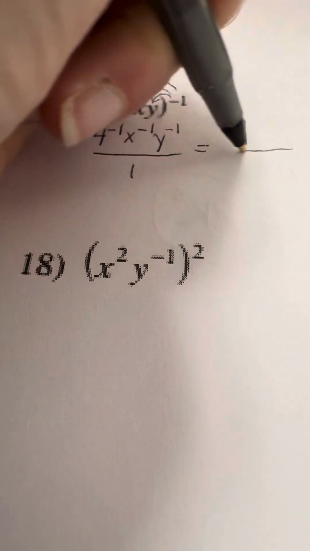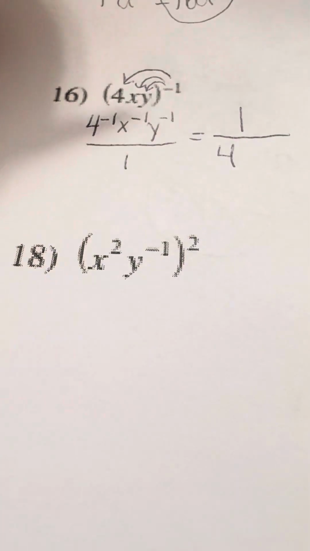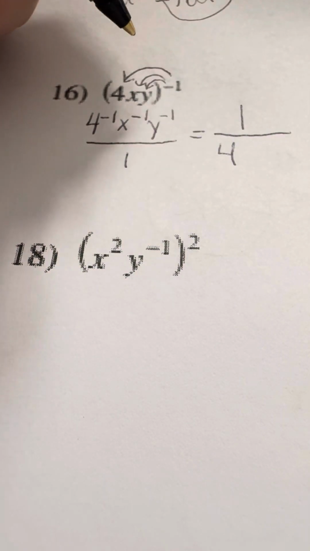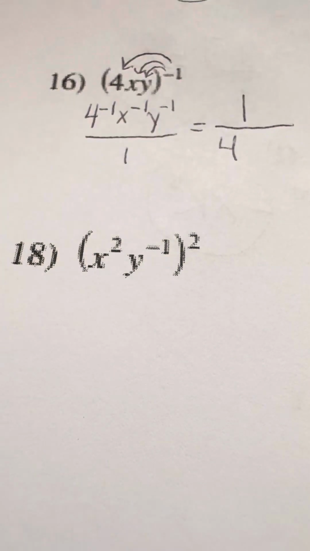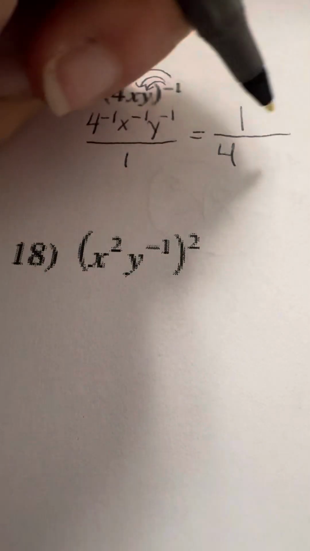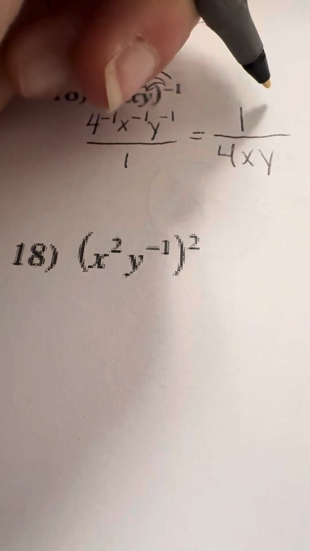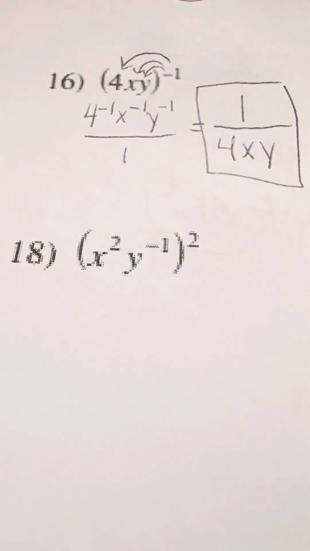So this is all going to be 1 over 4. I have to make sure that no 1s are going to be located in here, because you don't need to really write the 1s. So this is going to be 4 times x times y. And that would be my finalized answer for that one.